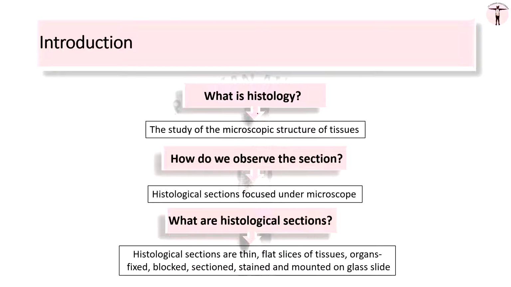Then these sections are placed on a glass slide, processed, then stained with hematoxylin and eosin, and then the section is sealed with cover slips. So this slide, which is now ready, will be focused under the microscope to view the details.